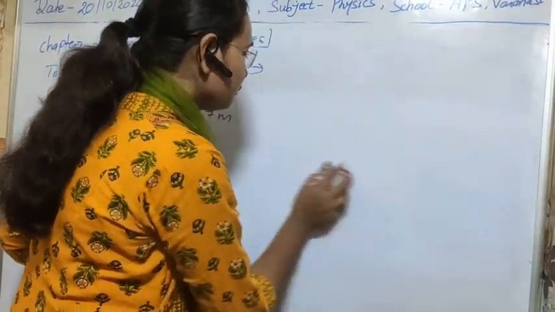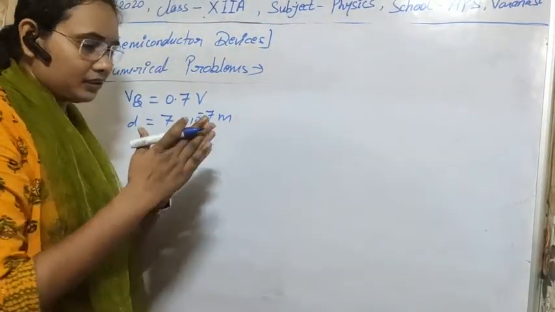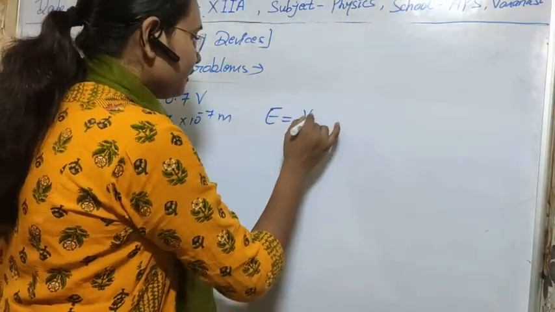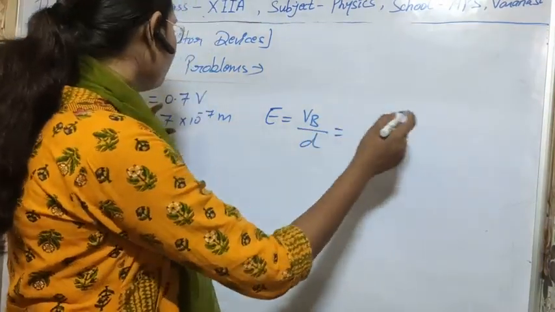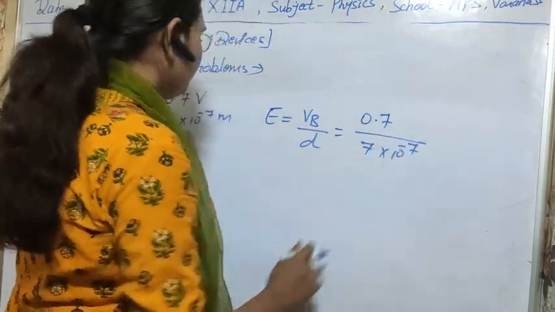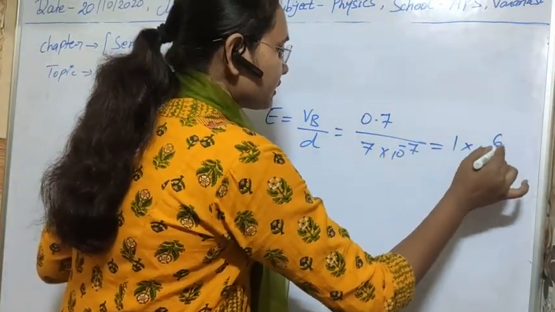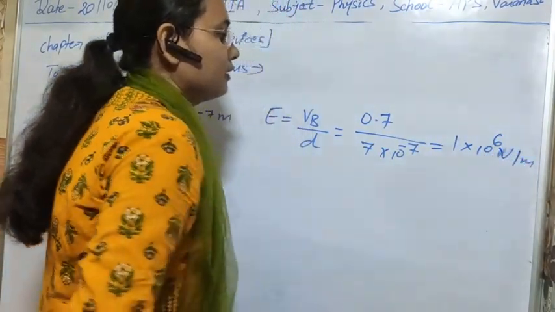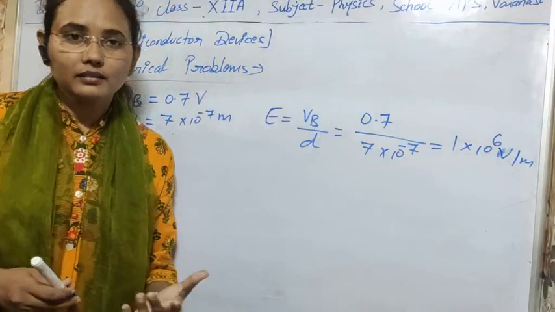As you know, in electrostatics the relationship between the distance and the potential, that is the electric field, is given by E = V by D. Simple. So we can calculate easily with these two values: 0.7 volt upon 7 into 10 power minus 7 meter. After calculating, we get 1 into 10 power 6 volt per meter. Clear? So this is the value of electric field intensity in that section.